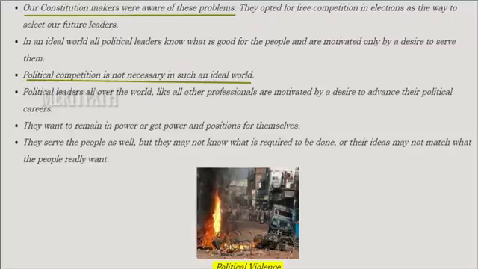Political leaders all over the world, like other professions, are motivated by a desire to advance their political career. They want to remain in power or to get power and position for themselves. They serve the people as well, but they may not know what is required to be done, or their ideas may not match what people really want. In this image, we see political violence.